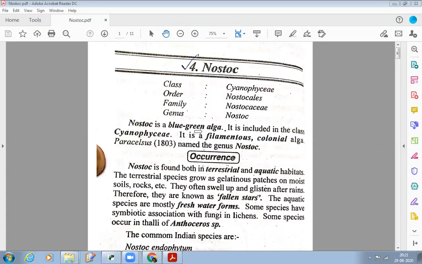It is a blue-green algae. It is included in the class Cyanophyceae. It's a filamentous colonial algae.